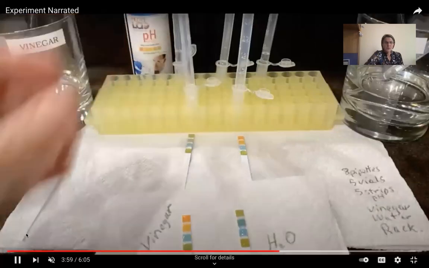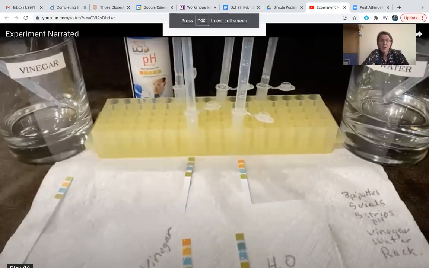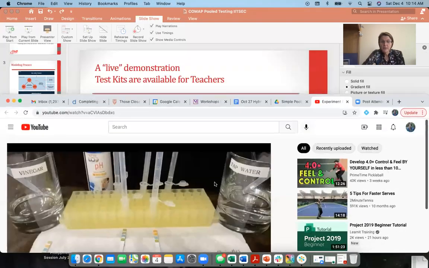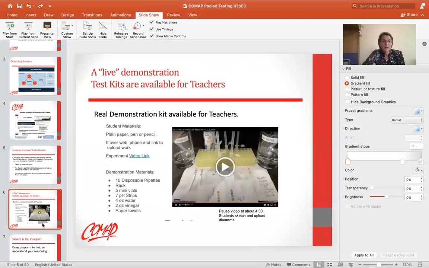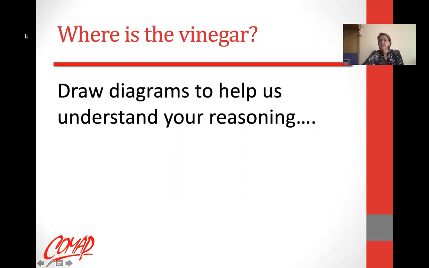And then this is where we stop and we ask the students to sketch some diagrams about what's happening here and which of the 3 vials in the back has vinegar in it. So this is an opportunity, if you're watching this with your colleagues, to stop and collect that information from your colleagues and say, can you draw a diagram and tell me which one of these vials has the vinegar in it, and why. So if you wanted to pause here, you could do that.